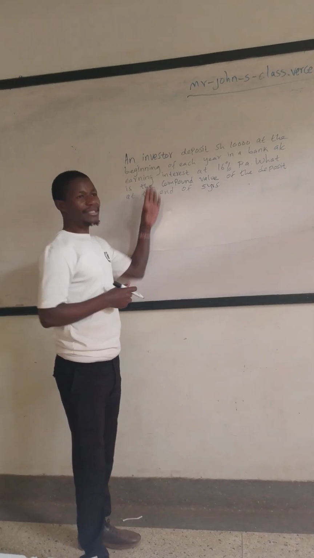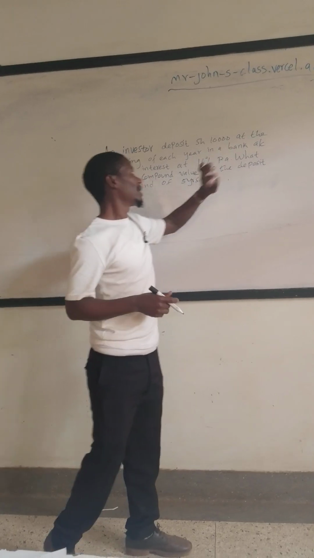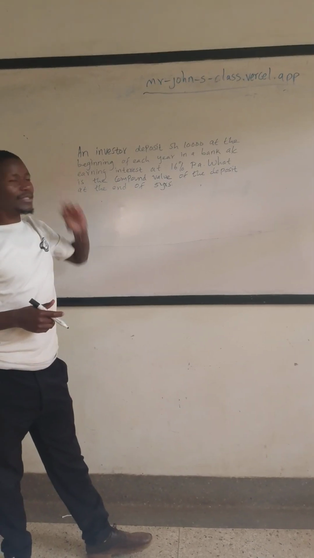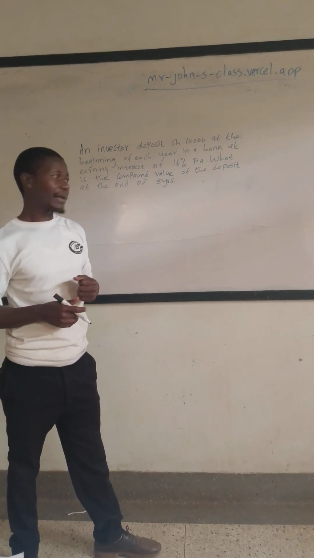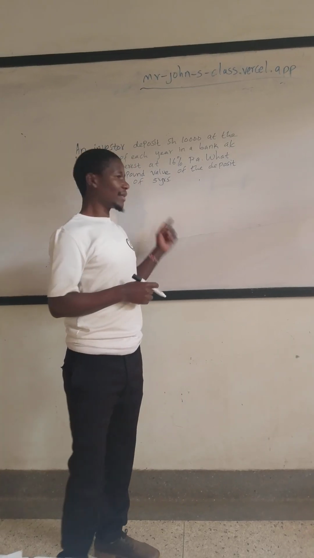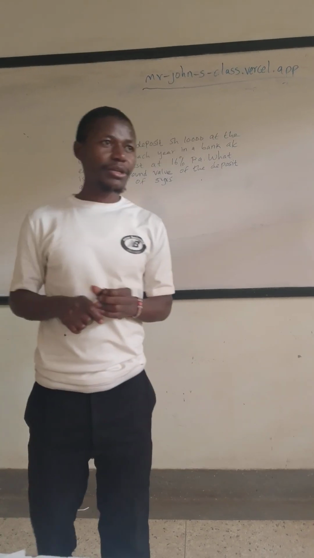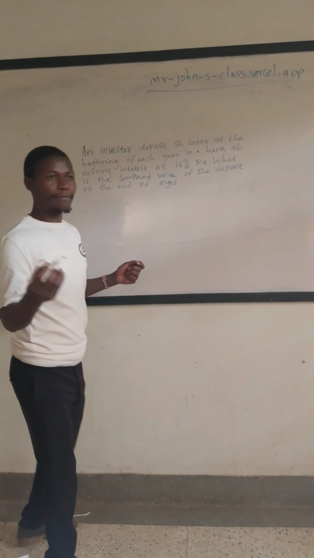So, for example, we have this investor who deposits 10,000 at the beginning of each and every year. That bank pays interest at the rate of 16% per annum, and we are going to get the compounded value of that deposit after the span of 5 years. So basically, this is the way forward. We're going to apply the formula.